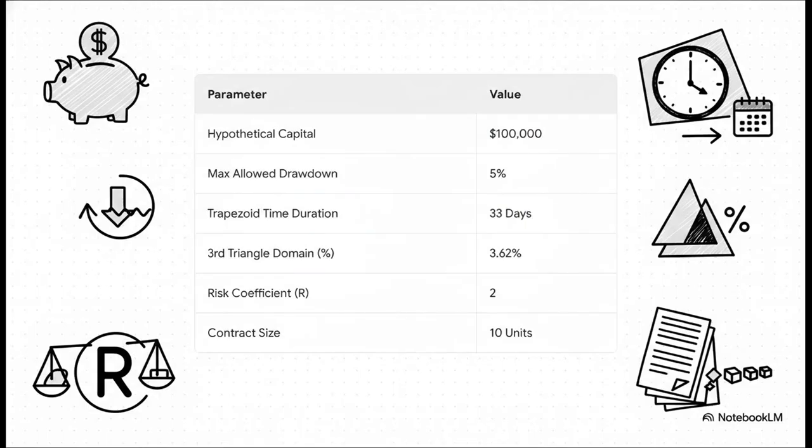Okay, so here are the specific inputs the model uses to calculate the risk for this cycle. It all starts with a hypothetical capital of $100,000, with a max allowed drawdown of 5%. The time frame, which the model calls the trapezoid time duration, is set for 33 days. Then you have these other parameters: the third triangle domain at 3.62% and a risk coefficient, or R, set to 2. And finally, a contract size of 10 units.